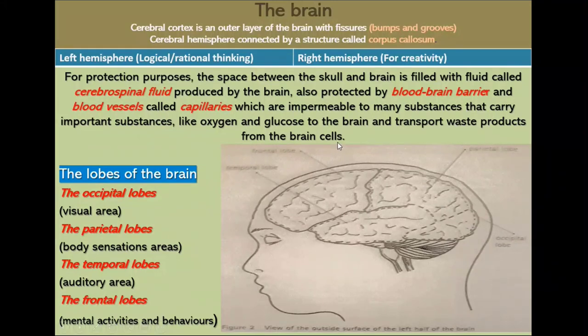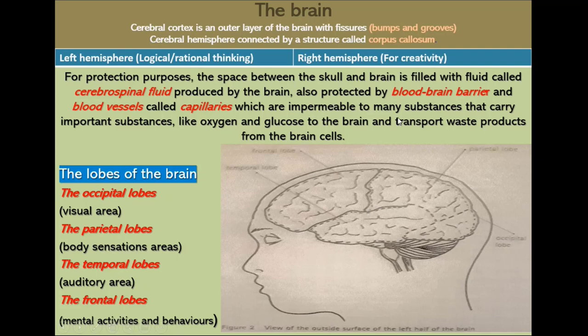Let me repeat this part. Blood-brain barriers, as well as blood vessels called capillaries. The capillaries are impermeable to many substances, meaning it's more like a sponge. However, this type of sponge does not just filtrate anything, which is impermeable. Certain substances cannot pass through it, hence impermeable.